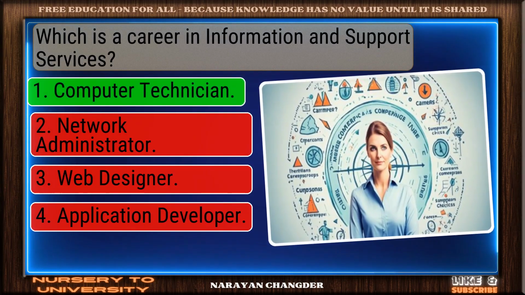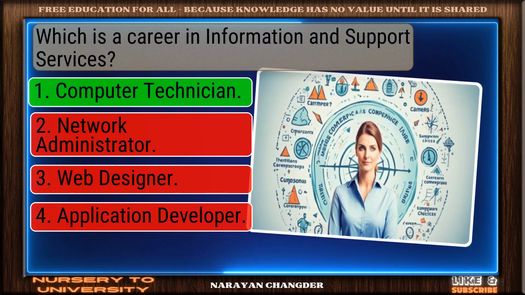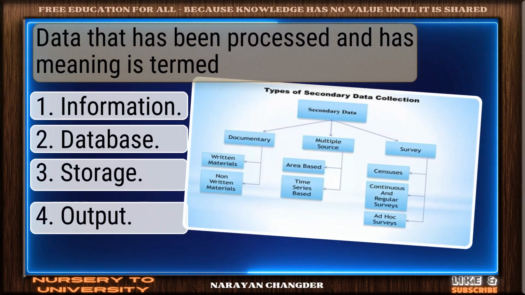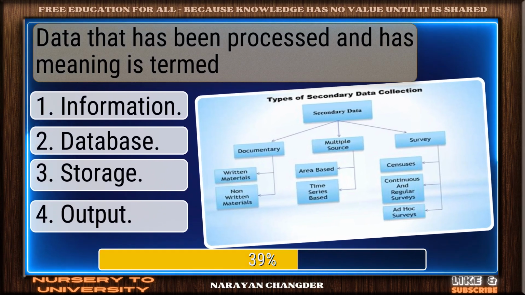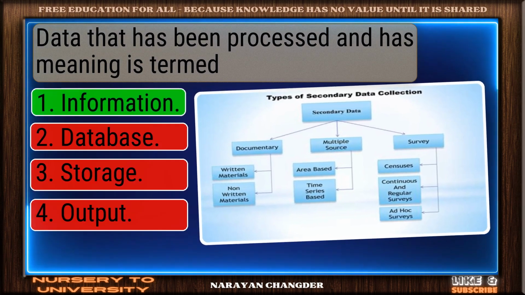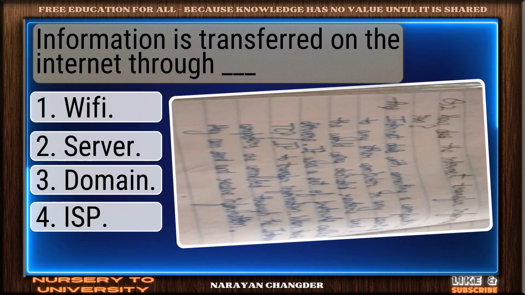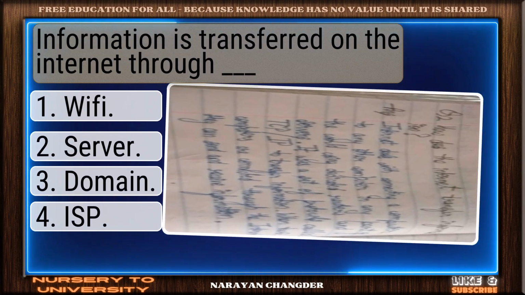Great thinking. Computer technician is right. Data that has been processed and has meaning is termed: valid point, information is true. Information is transferred on the internet through dash.